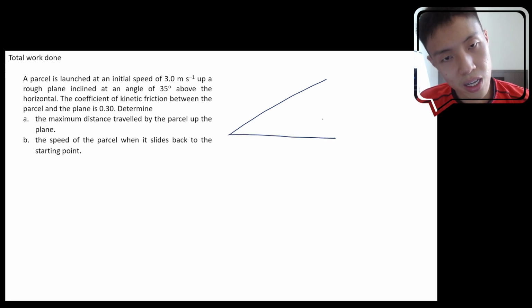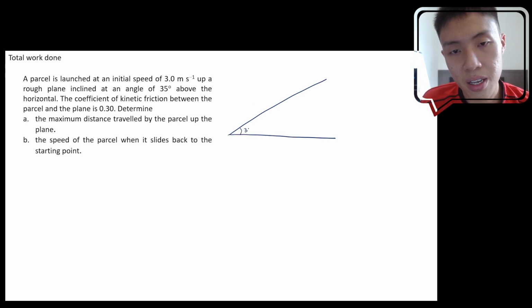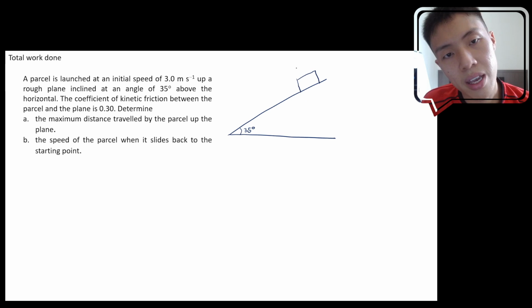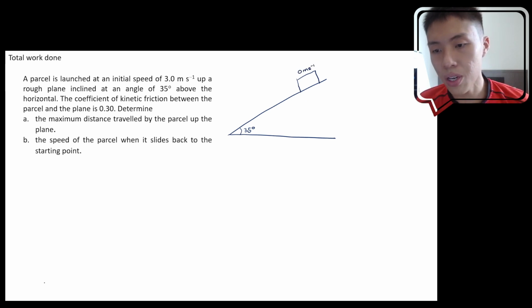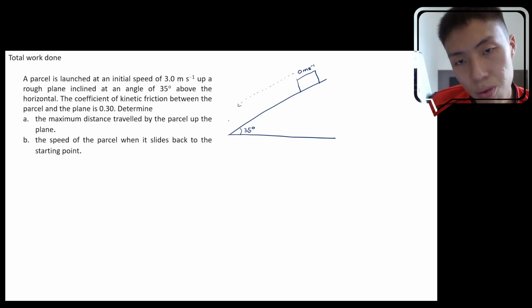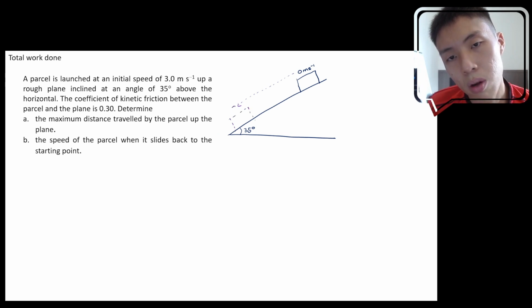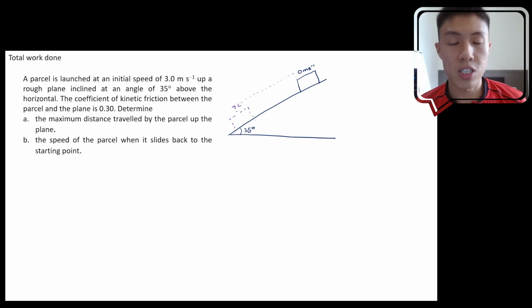Okay, so again, this is 35 degrees, but right now the block, or the parcel, is actually at the top of the inclined plane, and it was initially at rest, but now it is going to slide back down. And they ask, when you reach the starting point, which is somewhere over here, what will be the velocity or the speed of the parcel when it slides back to the starting point?